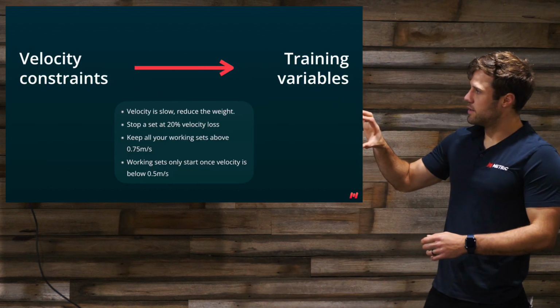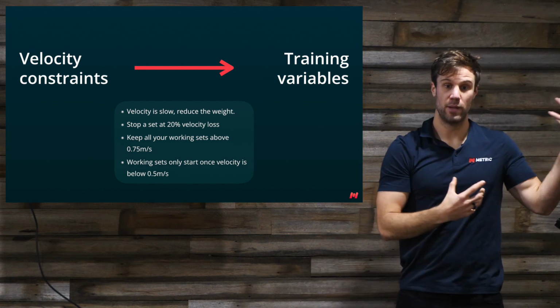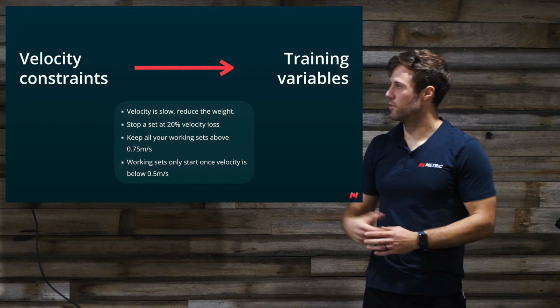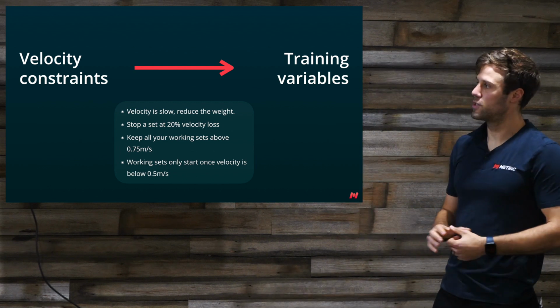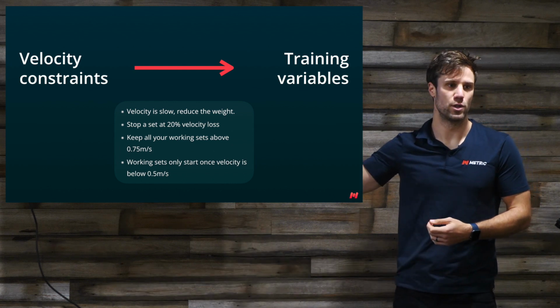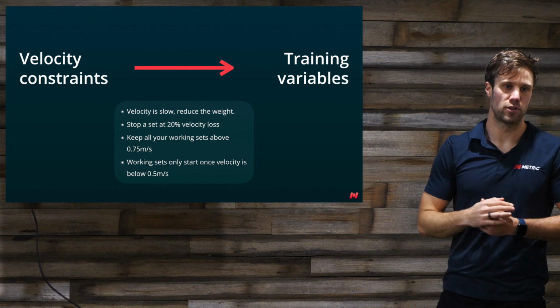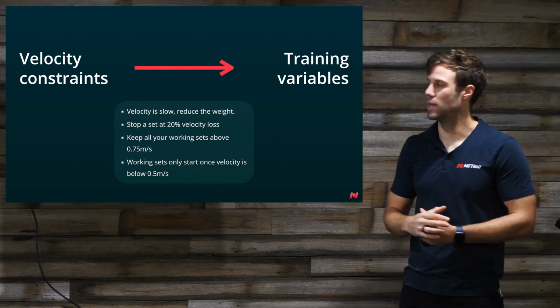So there's this idea of: are we using velocity to determine training, or does the training we choose then determine velocity? So we add velocity constraints to our training. These are some examples. If velocity is slow, we're going to reduce the weight because fatigue might be present. Sets are going to stop at 20% velocity loss. We're not going to allow too much fatigue to accumulate within a set.